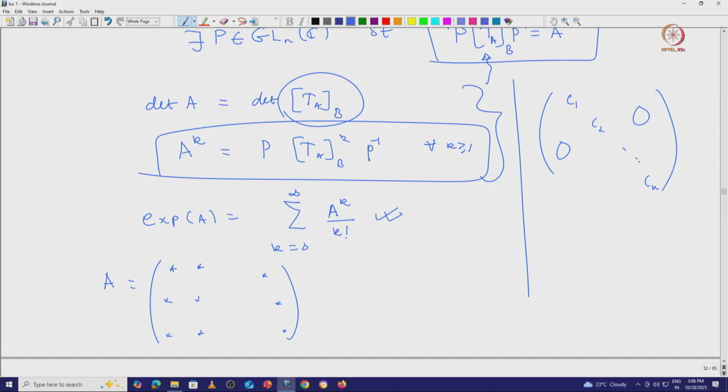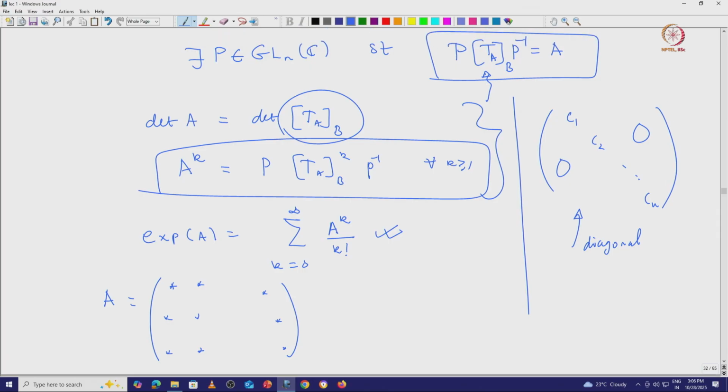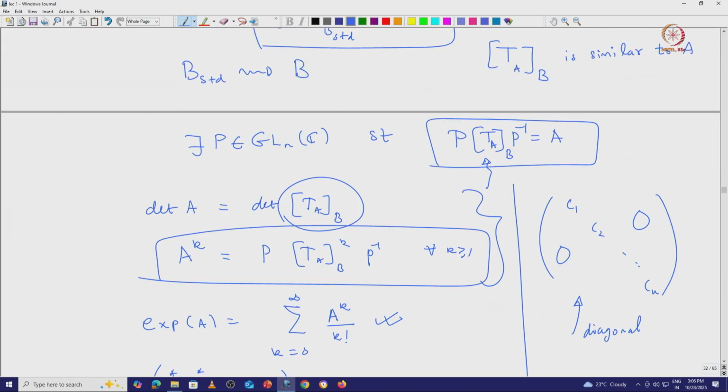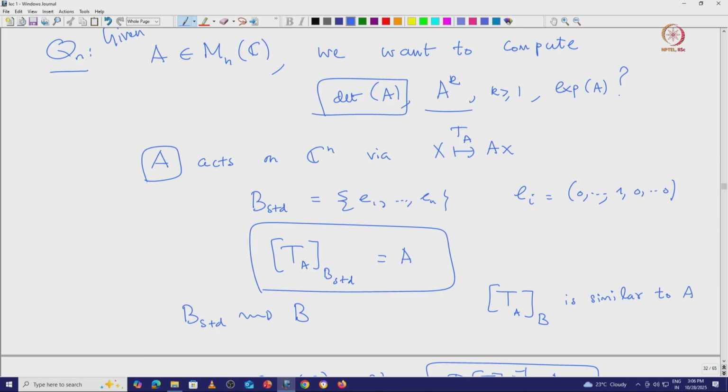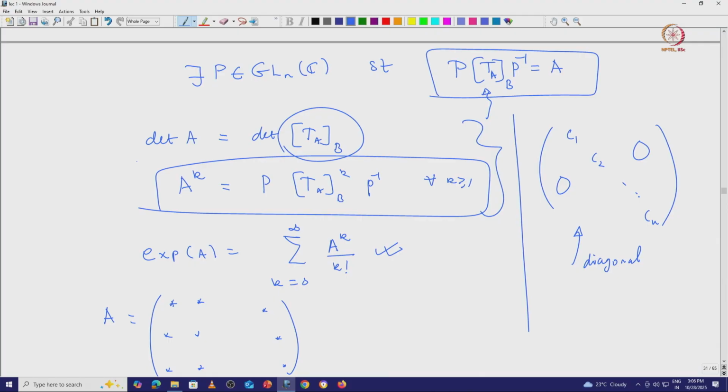So, the simplest class is the diagonal. If we are able to find a coordinate system in which the matrix of the linear transformation with respect to some basis becomes diagonal, then we can believe that the operator, or the matrix that we started with originally, can be handled easily, because it is easy to do all the computations for diagonal matrices, for example, computing determinants, higher powers, etc.